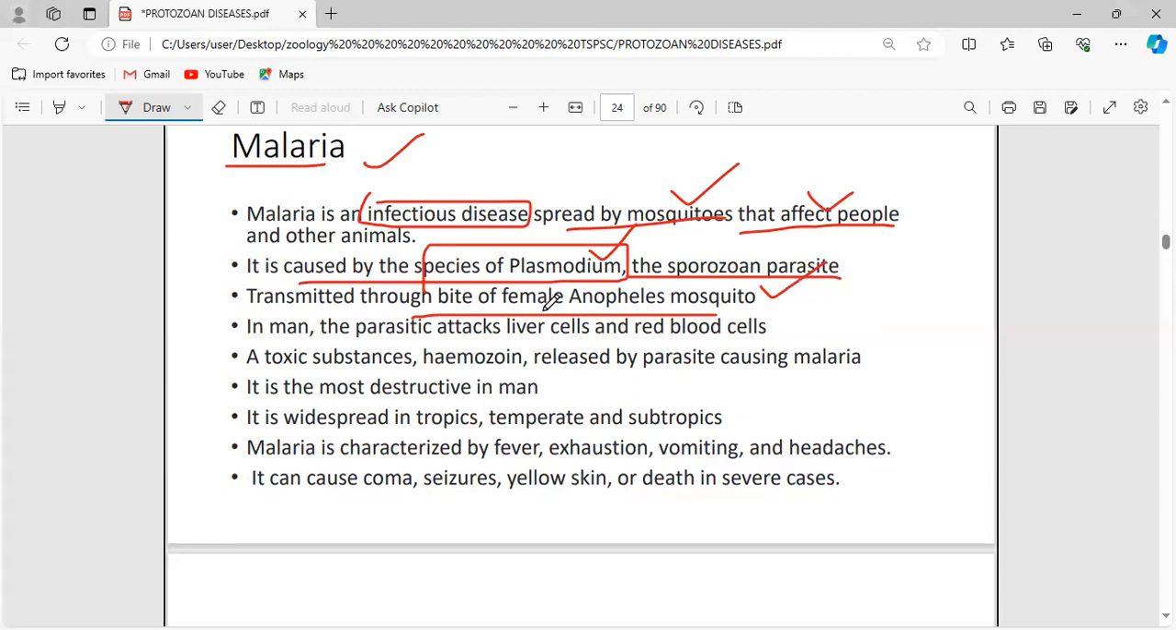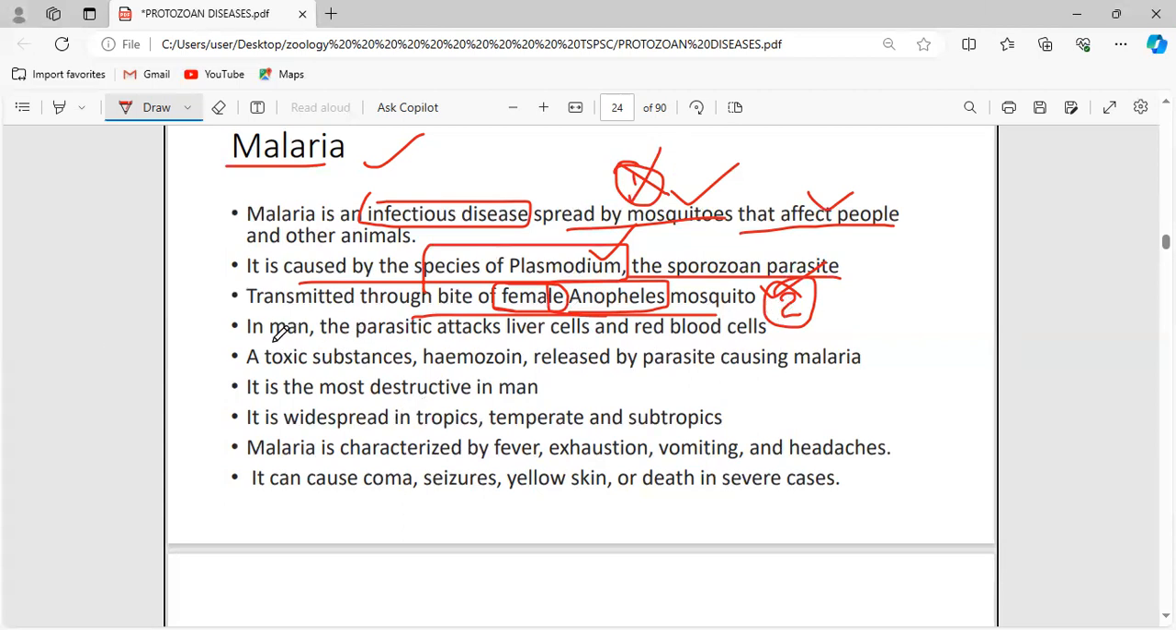Transmitted through the bite of the female Anopheles mosquito. See, always the carrier is important, and the name of the carrier is important. That is, this is a mosquito. This carrier is very important.